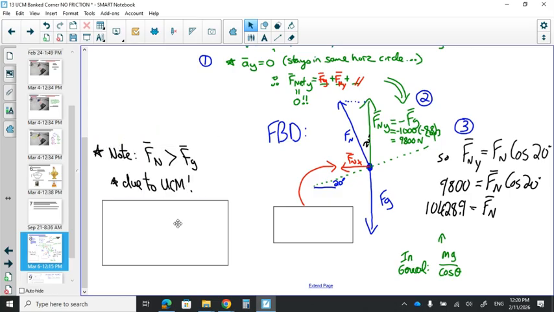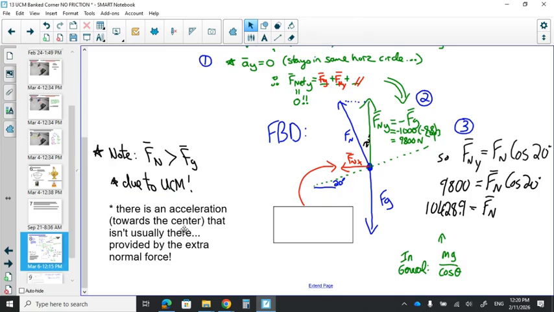Note in this case that the normal force is bigger than the gravity force, right? The gravity force was 9,800. This normal force is bigger. Well, how is that possible? It's because of that circular motion, right? There's an acceleration towards the center. So this force right here is providing the uniform circular motion. That's going to be part of our next analysis.